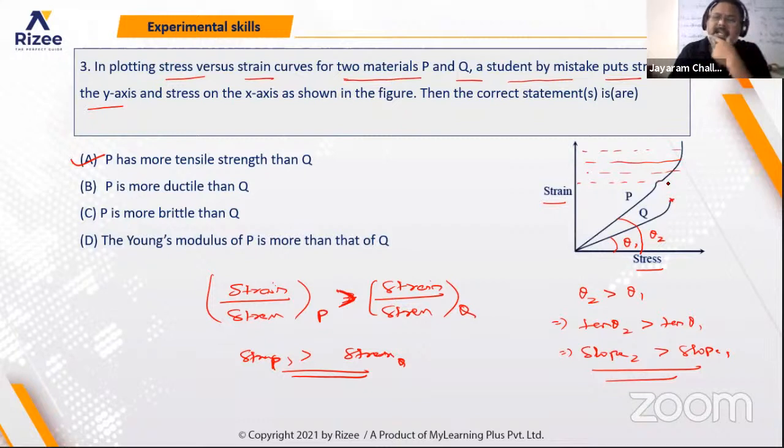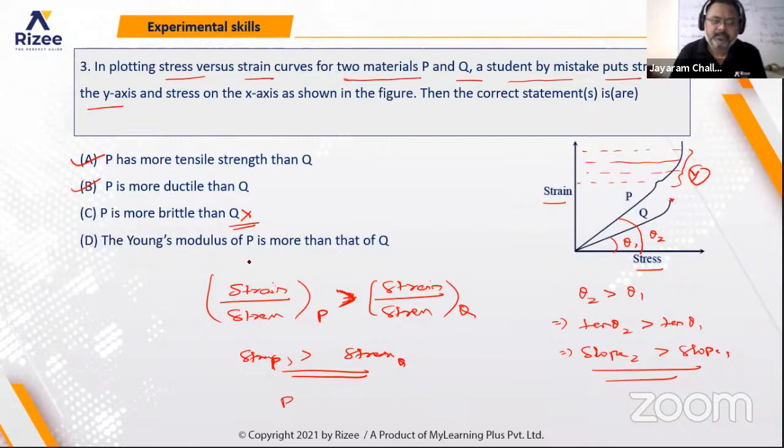That means the yielding region of the P is more. The yielding region has been elongating, it's been extending. So in that sense, you can say that P is more ductile than the Q. Okay, now since the P is more ductile, you cannot go for the brittle option. Brittle is nothing but immediately breaking, like a glass.